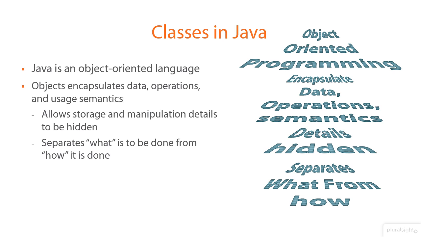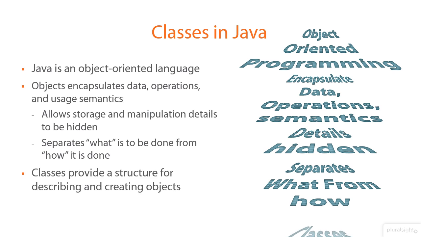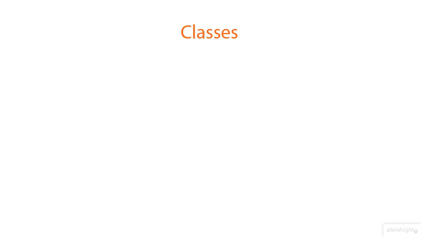The way we get to objects in Java is through classes. Classes provide a structure for describing and creating our objects. In other words, classes are the things that we use to describe our objects and then instantiate them, bring them into existence to be worked with. Basically, a class is a template for creating an object.